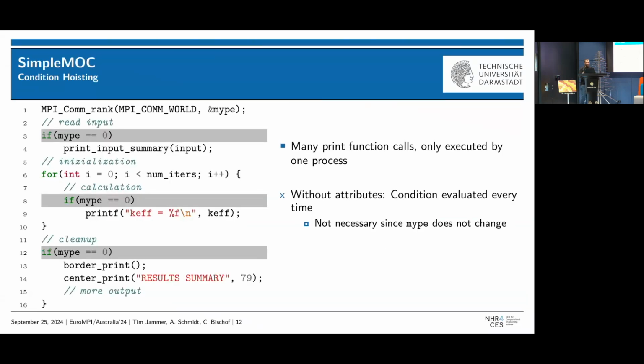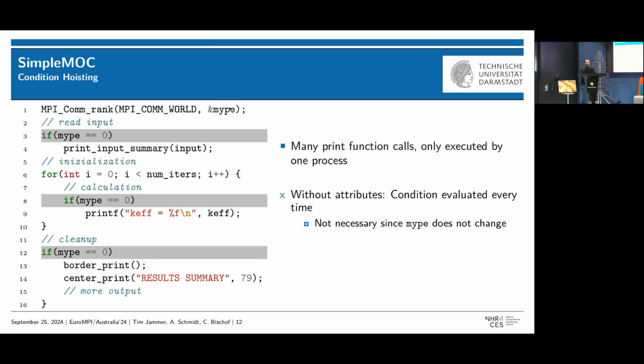So another, now more relevant and more often seen case is conditional hoisting. Again, the relevant attribute here is for the MPI comm rank. Especially relevant is the annotation that myPE, in this case, the variable will not change anymore. The MPI library will forget about the variable. It will not override the variable later on.